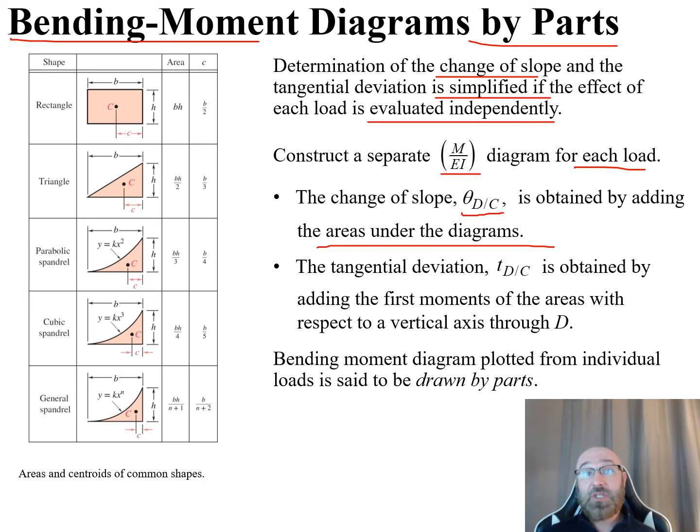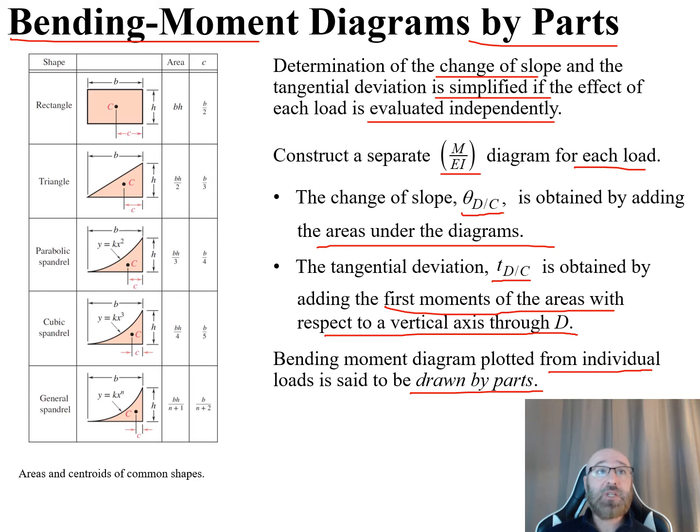And our tangential deviation, our T DC, is obtained by adding the first moments of the areas with respect to the vertical axes through D. And how we define this is that the bending moment diagrams plotted from these individual loads is said to be drawn by parts. So we can come over here on the left-hand side to our diagram. We can take a look at our simple shapes.